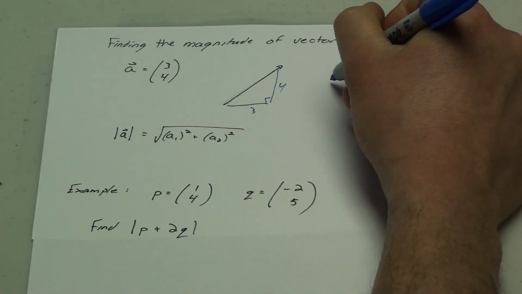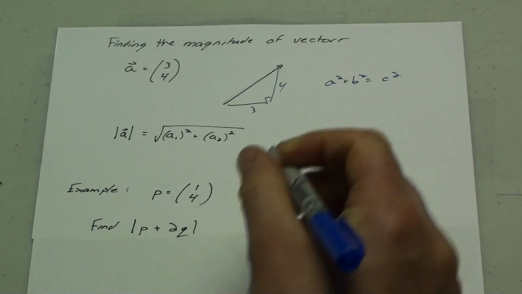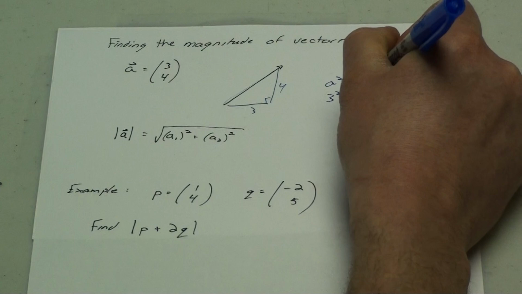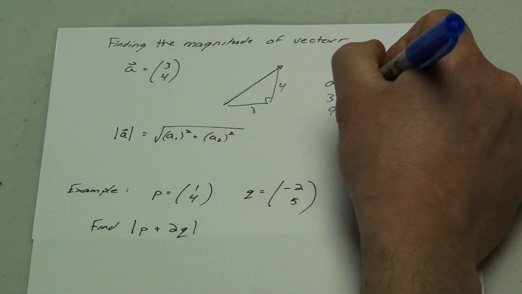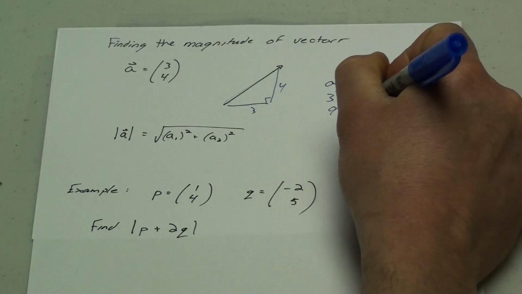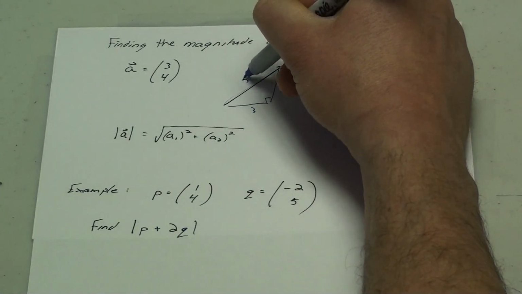Now for the hypotenuse of a triangle, a squared plus b squared equals c squared. 3 squared plus 4 squared equals c squared. I'm trying to find the hypotenuse. 9 plus 16 equals c squared. 25 equals c squared. 5 equals c. My length is 5 units.